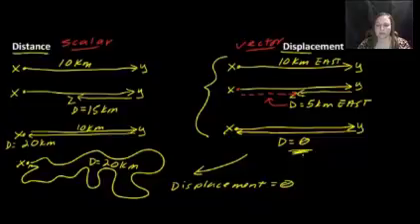And that is the difference between distance and displacement. Distance is a scalar. Displacement is a vector measurement. Why? Because a vector measurement, like displacement, has both a magnitude and a direction.